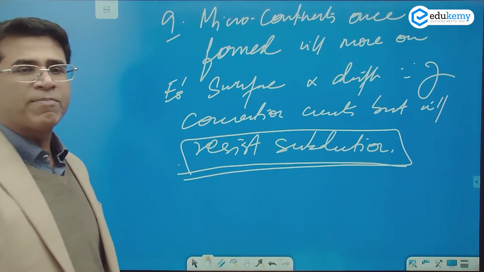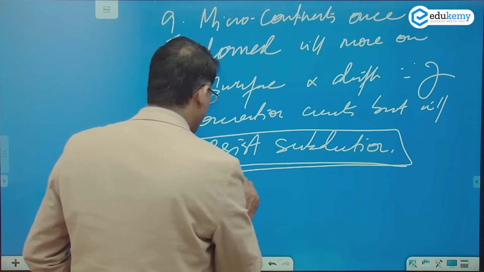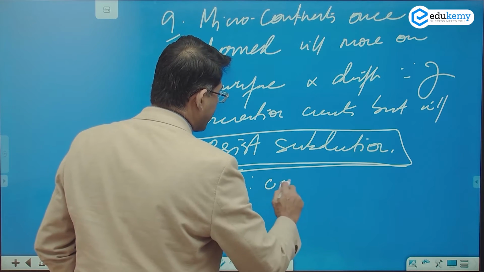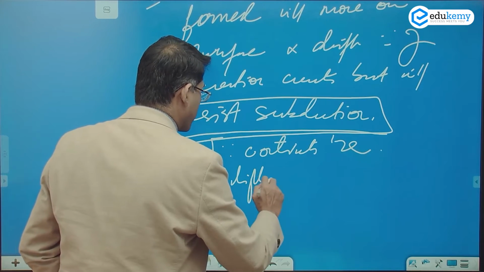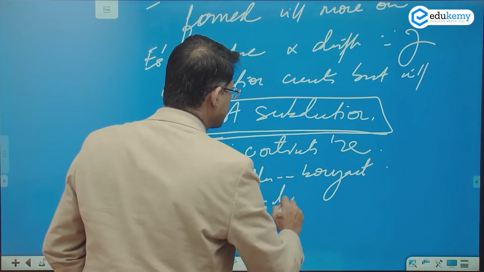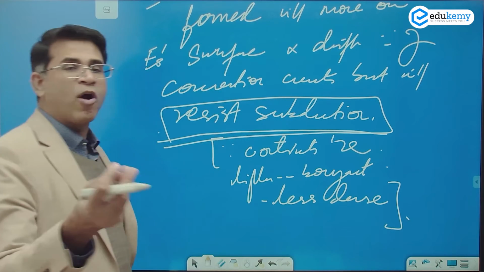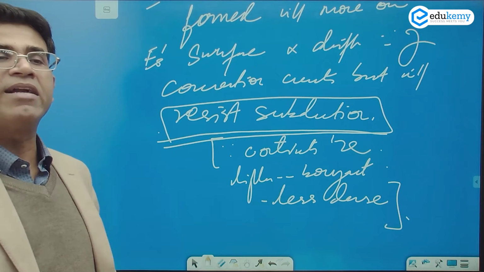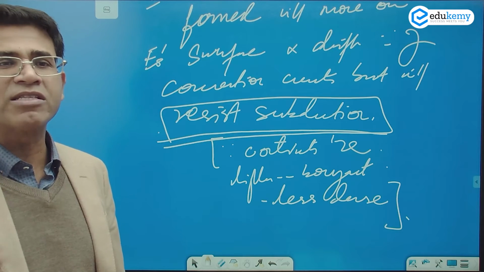Will continents subduct? Why will continents not subduct? Because continents are lighter. Continents are buoyant. Continents are less dense. It's like a ping pong ball. It will not go inside the mantle anymore. So continents once formed, they will not subduct. Okay.